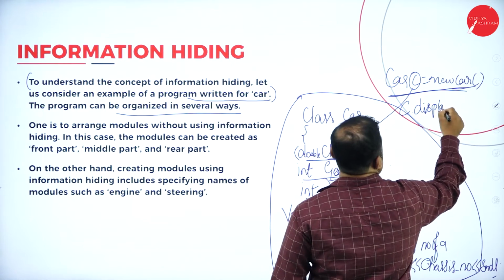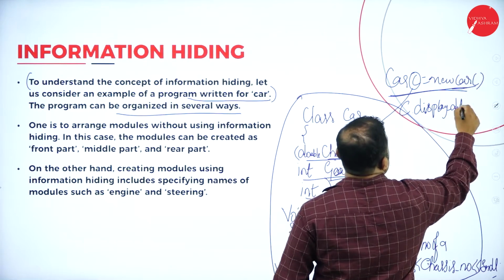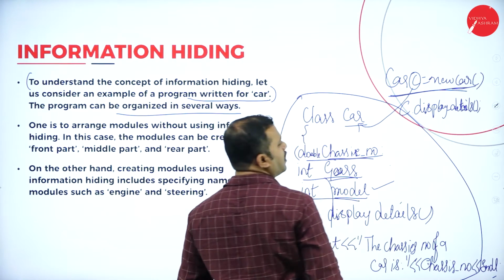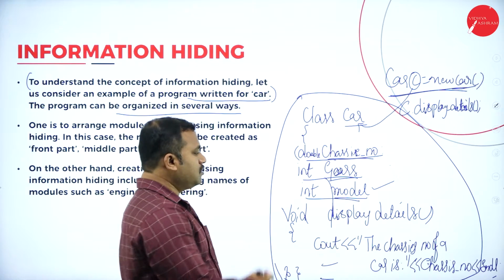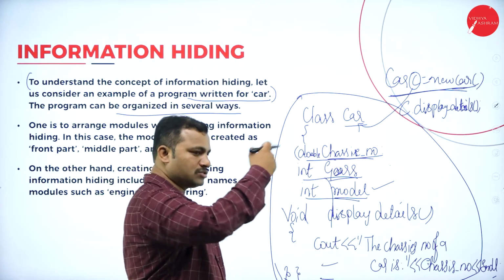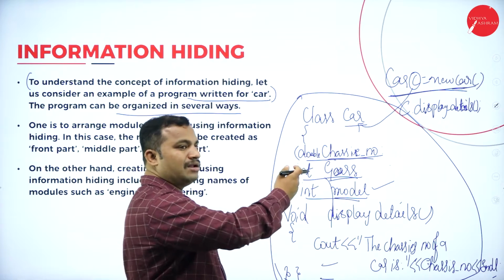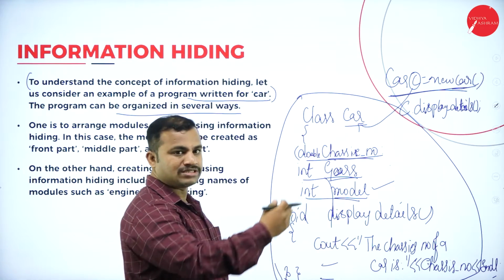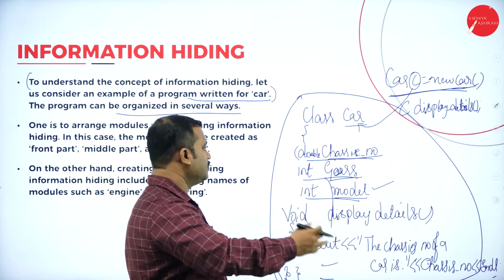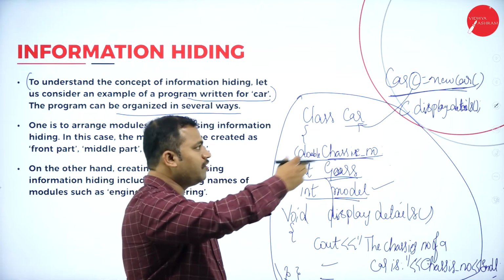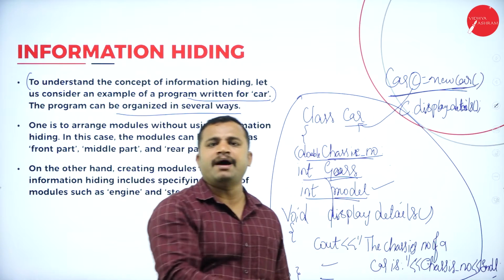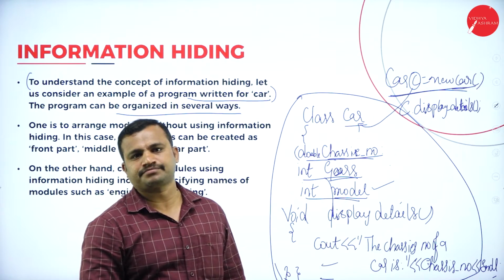C.displayDetails will invoke the functionality where the details of a car are displayed. That is, the chassis number of a car, the number of gears supported in that car, 6 gears and so on. What is the model of that? The model of a car is this. In the form of a user manual, we can display that.